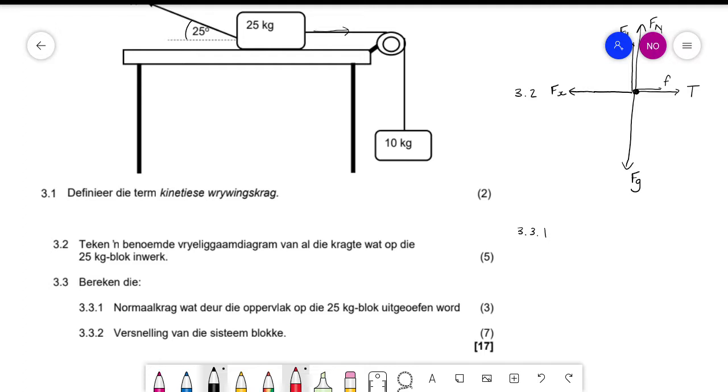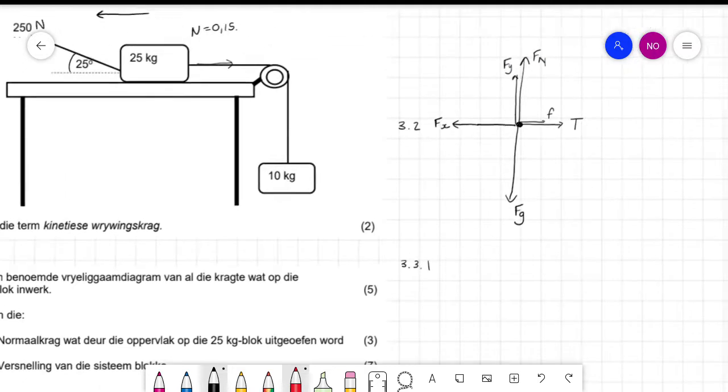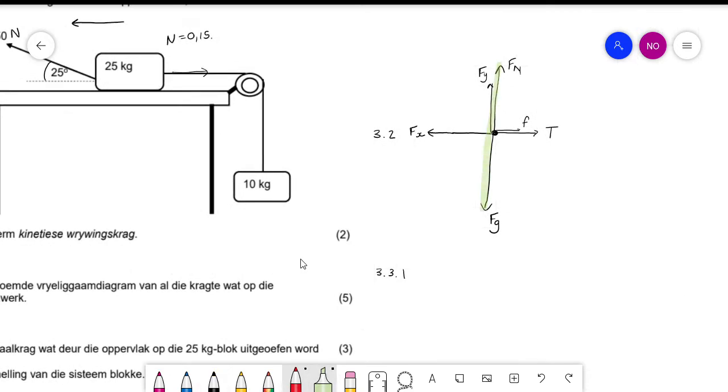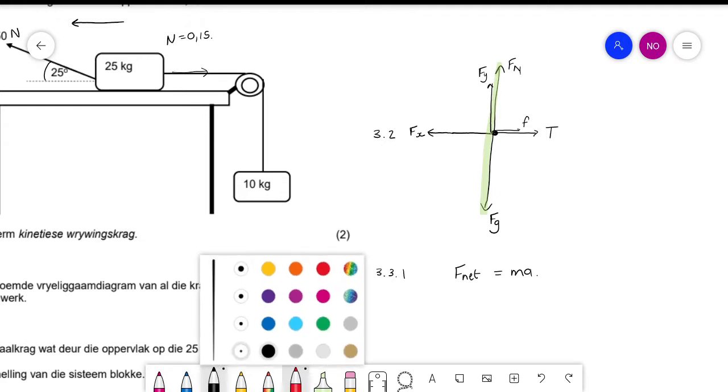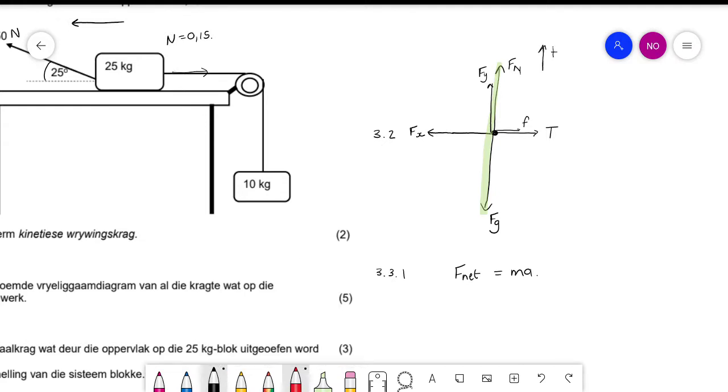So for that, we're looking at this. And we say F net is equal to m times a, but there's zero movement in that axis. So that axis must be in equilibrium, right? I'm going to pick upwards is positive. So I've got Fn plus Fy must be equal to Fg, because that would have been 0. No acceleration in the y-axis.